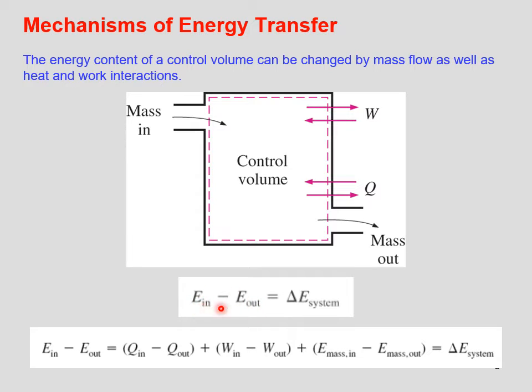Now, this left-hand side of this equation, E in minus E out, can be broken into three main categories like we've shown here. You have the Q terms coming in and out, the difference. You have the work differential, work in minus work out, and you have the energy of the mass coming in minus the energy of the mass coming out. Because remember, a moving fluid carries a certain amount of energy just due to its motion. So that defines how the change in energy inside here occurs through these three processes: heat change, work change, and mass flow change.